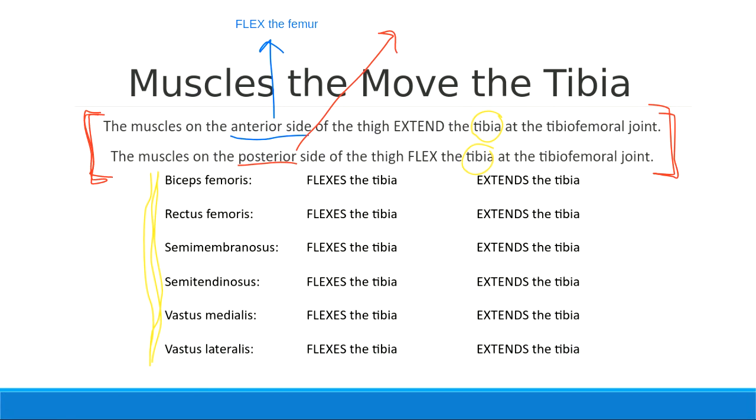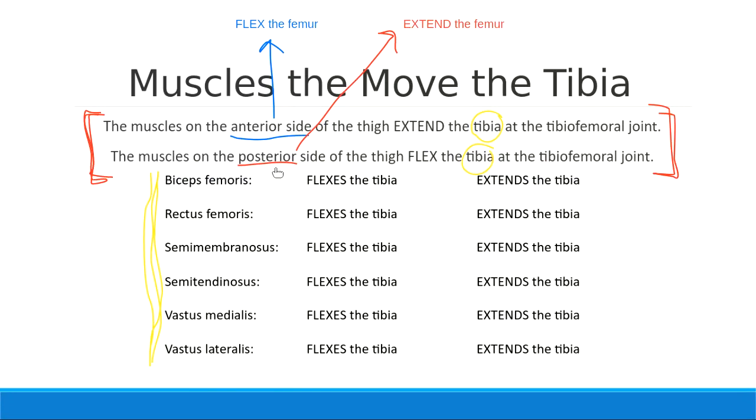So extension of the tibia is when I take my leg from hanging like this and I pull it up straight. That's the job of the muscles that live on the top side of the femur, extension of the tibia. If you live up here, you make the tibia go straight. But if you live up here, you also help the femur to go up as well. You flex the femur. So these are actions I want you to act out on yourself to help you understand this. If you live on top of the thigh, you move that femur up toward the body. You flex the femur. But you can also move the tibia, and the movement that you're doing with the tibia is extension.